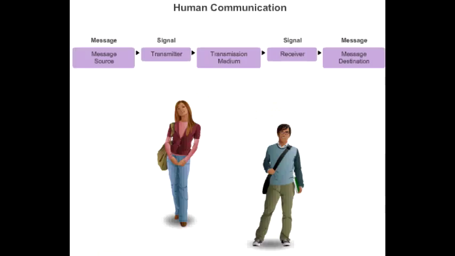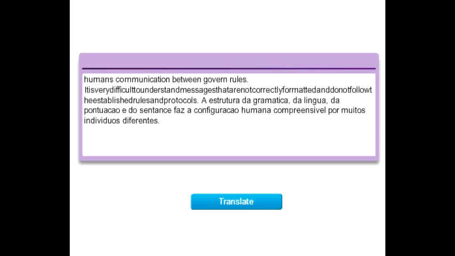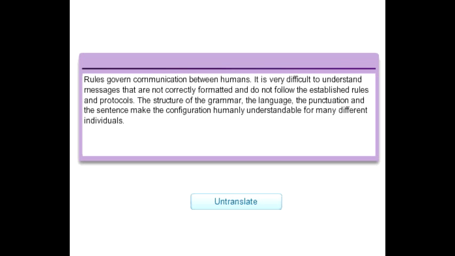For communication to exist, there must be at least three elements: the message source or sender, the destination or receiver, and the channel, which is the pathway where the message travels from source to destination. There are certain rules that govern communication, for instance, common language and proper grammar. If these rules are not respected, communication between humans is not possible.